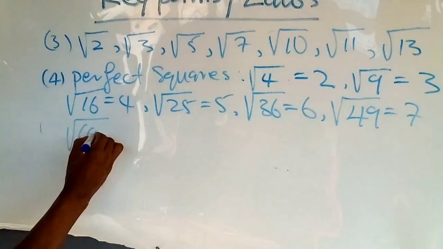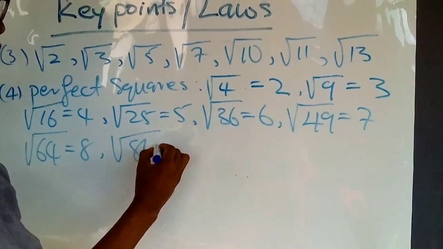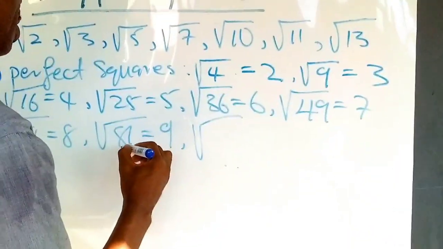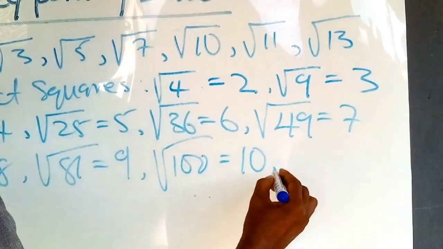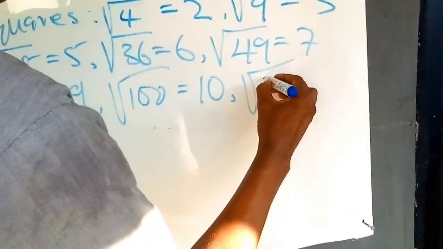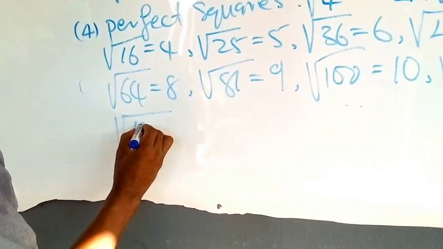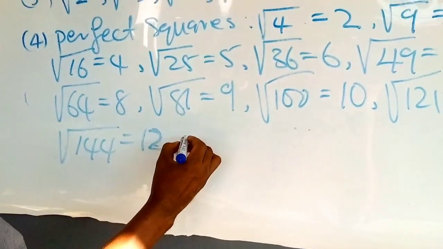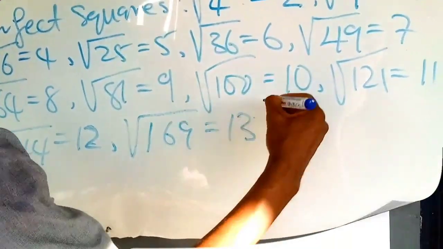Square root of 64, the same thing as 8. Square root of 81, the same thing as 9. Square root of 100, the same thing as 10. Square root of 121, the same thing as 11. Square root of 144, the same thing as 12. Square root of 169, the same thing as 13. I can go on and on.